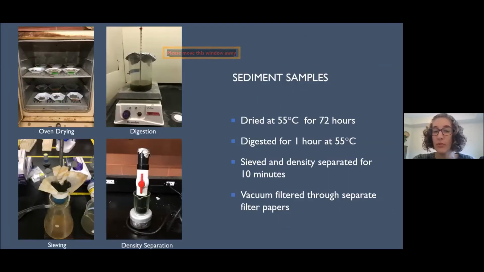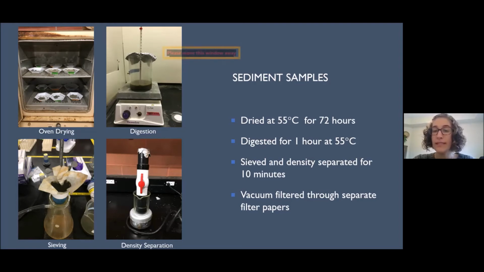The sediment samples were oven dried at 55 degrees Celsius for 72 hours to remove all the water that was present in the sediment. 55 degrees Celsius was used so that any plastic present in the sediment does not melt. 3 grams of sediment was then digested in a hydrogen peroxide mixture for 1 hour at 55 degrees Celsius to remove any organic matter present in the sediment, such as leaves, which can make it difficult to see and identify the microplastics. The digestion process is similar to how our stomachs digest and break down food.